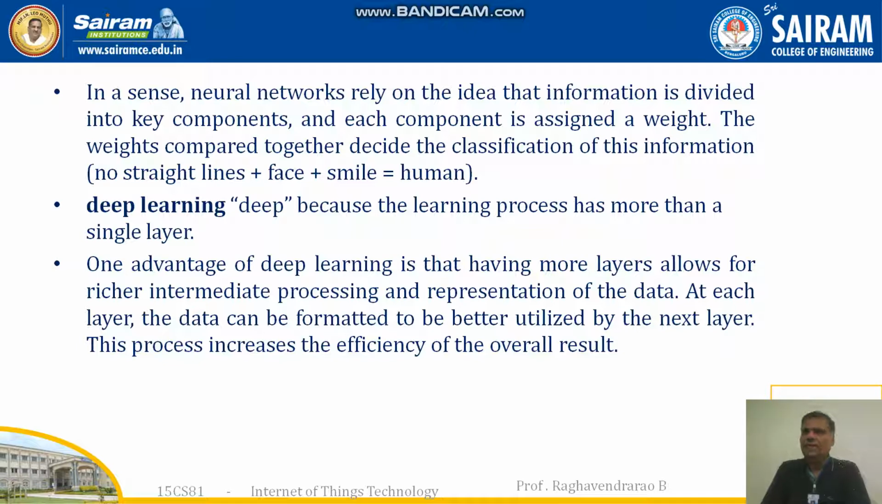In a sense, neural networks rely on the idea that information is divided into key components, and each component has a weight. So based on the weight, it is going to be checked. Straight lines plus face, then smile. If all these things are together, then the number will be there, that is something like a human. So it is getting classified in that.